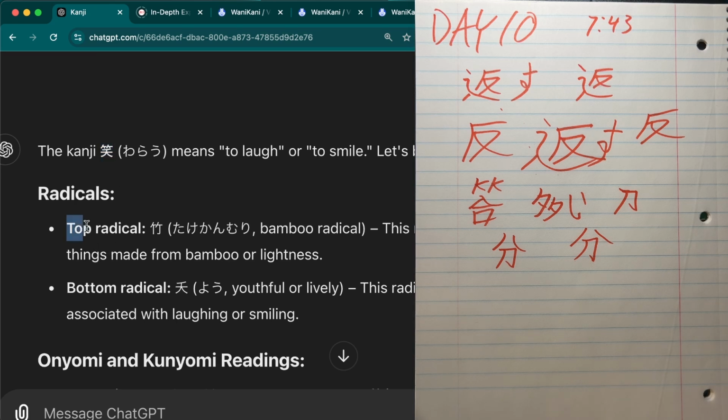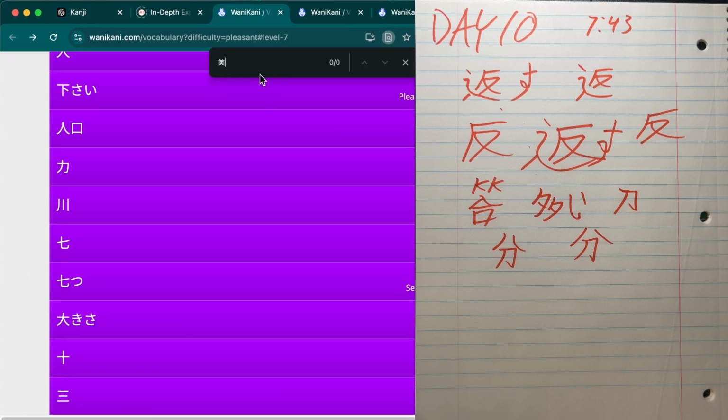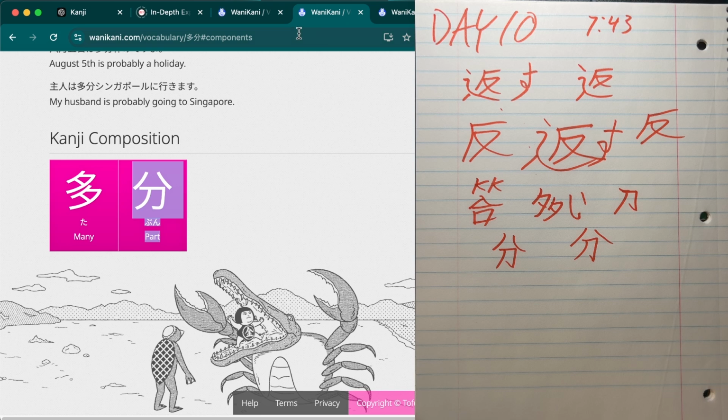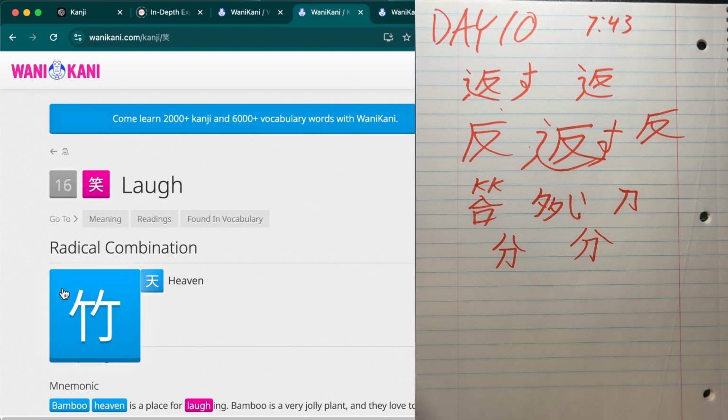Okay, top radical. Ugh. I don't know about this. Is this right? This might be right. Yeah, even though it looks slightly different, it does look like the bamboo radical. But just to be sure, let's do our usual thing. Okay, so we got bamboo and heaven.